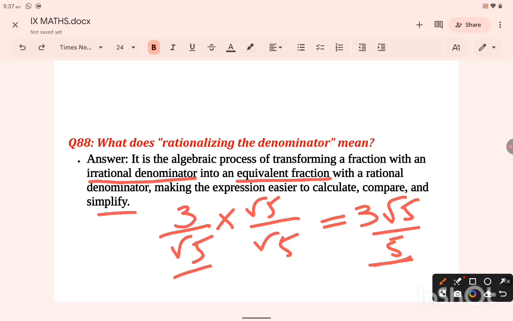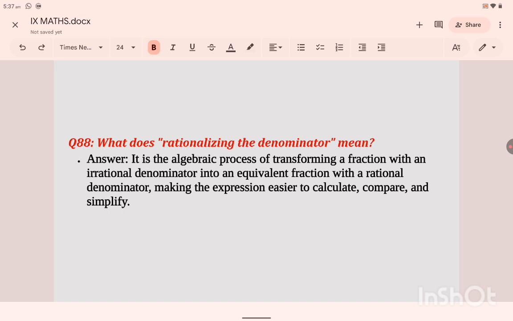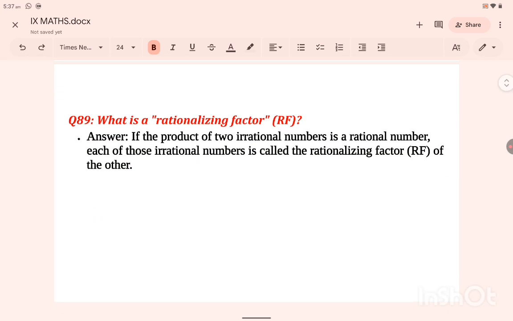What is the reason here? To make an irrational number denominator convert into a rational denominator. Now 89. What is the rationalizing factor? If the product of two irrational numbers is a rational number, each of those irrational numbers is called a rationalizing factor. So what is the main reason here?